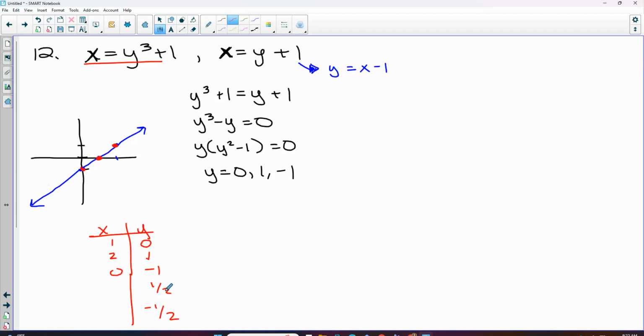If I put in a 1/2, I get 1/8 plus 1. So that's 9/8. When my y is 1/2, I'm getting 9/8, which is a little bit more than 1, so my x here is just past 1. When I put in a -1/2, I have -1/8 plus 1, so that's giving me 7/8, a little bit less than 1. So it looks kind of like this.